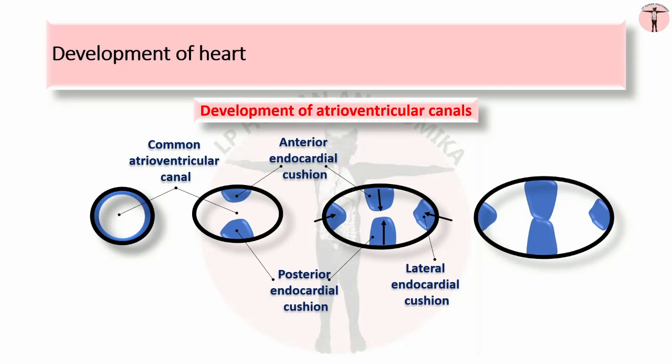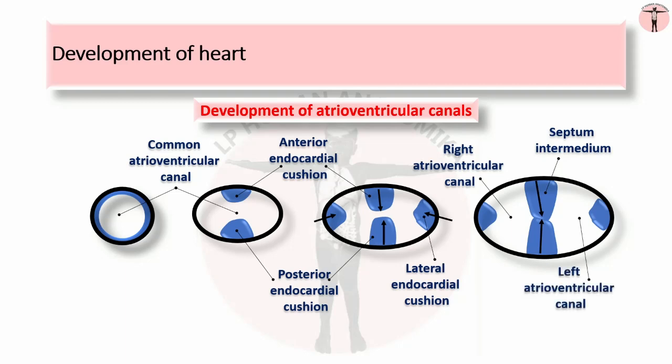In the meantime, the anterior and posterior cushions project further into the lumen and fuse, resulting in the formation of a complete septum called septum intermedium, dividing the canal into right atrioventricular and left atrioventricular canals by the end of 5th week. Now the blood from the right atrium passes through the right atrioventricular orifice into the right ventricle. The blood from the left atrium passes through the left atrioventricular orifice into the left ventricle.